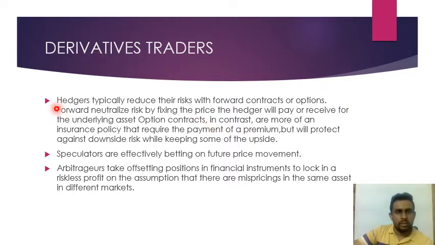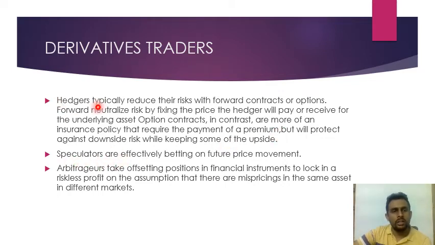Derivative traders. So hedgers typically reduce their risk using forward contracts or options. Forwards neutralize risk by fixing the price the hedger will pay or receive for the underlying asset. Option contracts, in contrast, are more of an insurance policy that requires the payment of a premium but will protect against downside risk while keeping some of the upside, which has already been discussed.